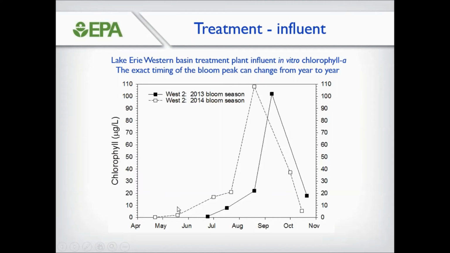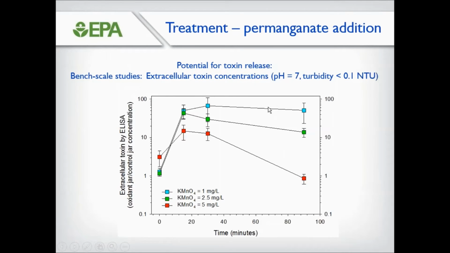And what we can see here is that during the 2013 bloom season, the concentrations during our program peaked in September, and one year later they peaked around August. So the takeaway here is that the exact timing of the bloom peak can change from year to year. And so the message here is that a regular sampling program can help you really stay on top of what's happening in your reservoir and in your intake.